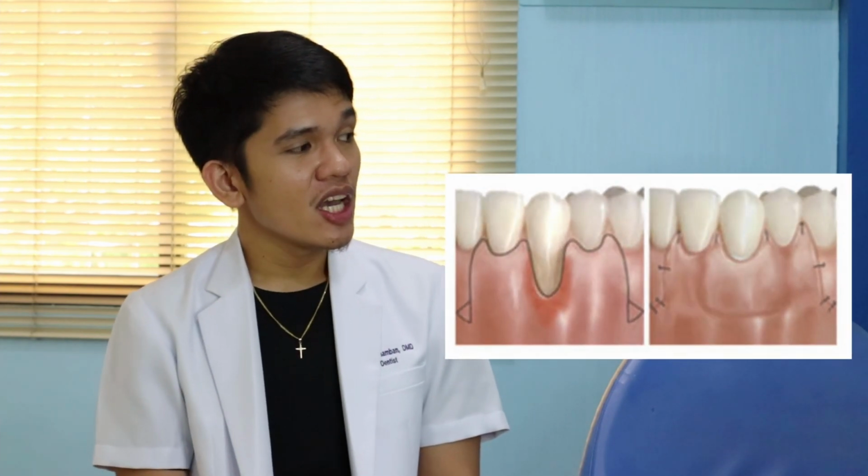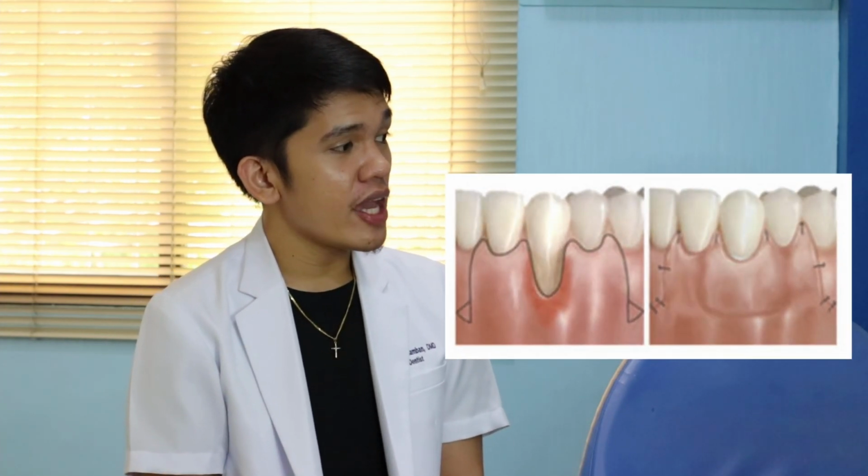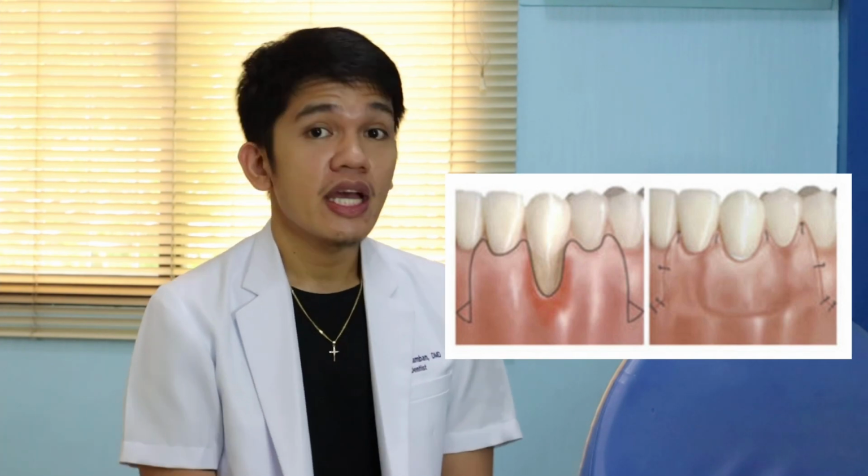Sometimes, if grafting is not that required, we can also do gum repositioning. We will make an incision on the gums, then we will just displace it to its new position so that we can cover the area where there is gum recession. So this is how it looks. So basically, we're just pulling up the gums, then we're going to cover the area where there is gum recession, to avoid any problems or any sensitivity on our teeth.